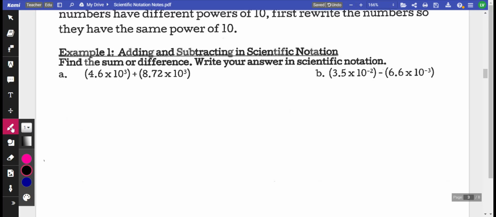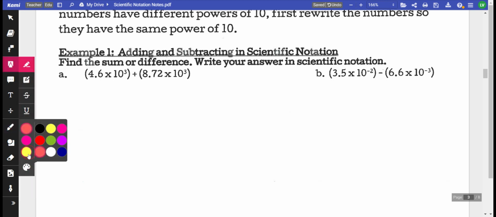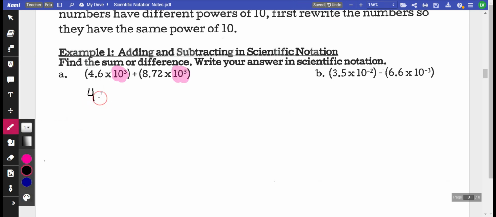Okay. First step is to check your powers. 10 to the third power, 10 to the third power. Because they both have the third power, you can just add the factors. 4 and 6/10 plus 8 and 72 hundredths. So I'm going to focus on that. 4 and 6/10 plus 8 and 72 hundredths is 13 and 32 hundredths. Well, I can't simplify anymore, so now I'm going to bring down 10 to the third power.